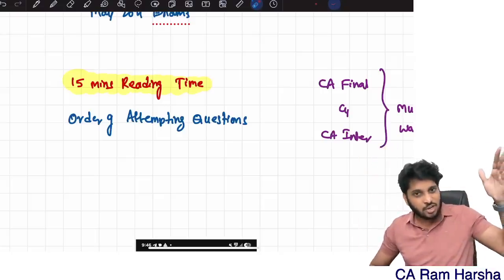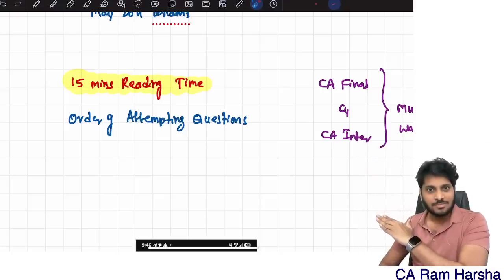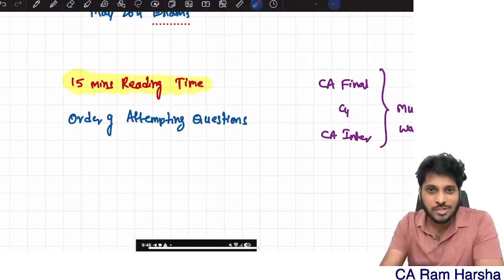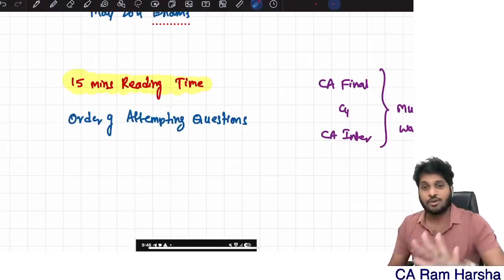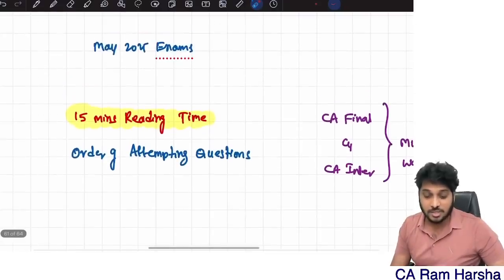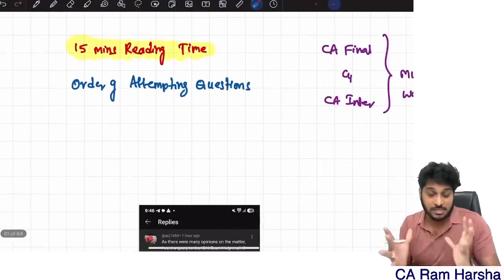Within 15 minutes, they will read the entire question paper, which is absolutely not possible. Impossible. Okay, and what they do, I don't know how many of you repeaters have faced this particular trend, I don't know how many of you have faced this scenario.